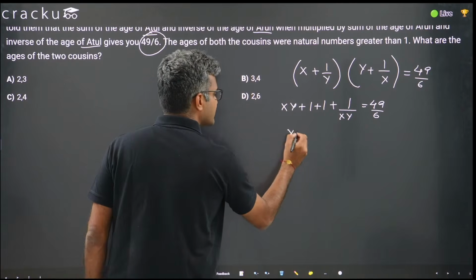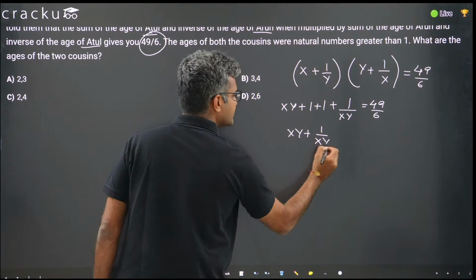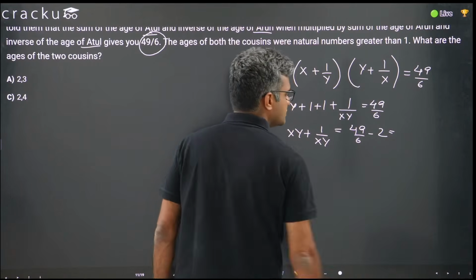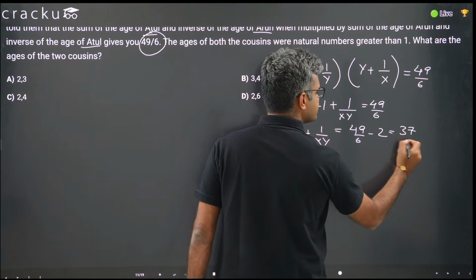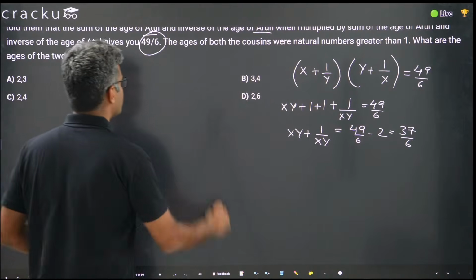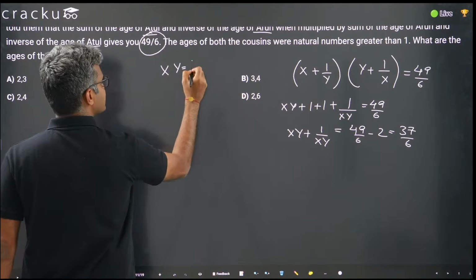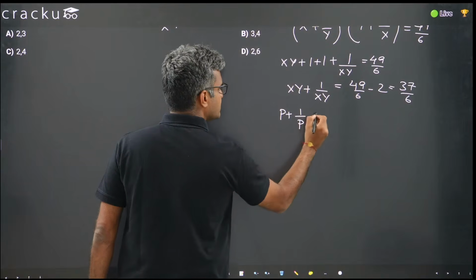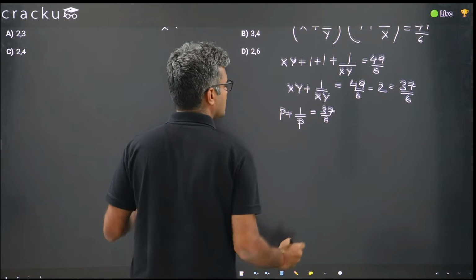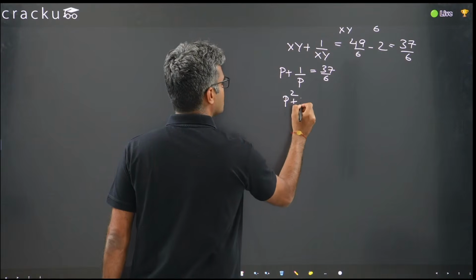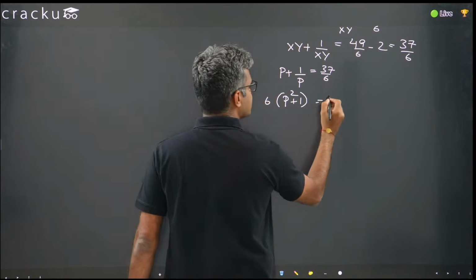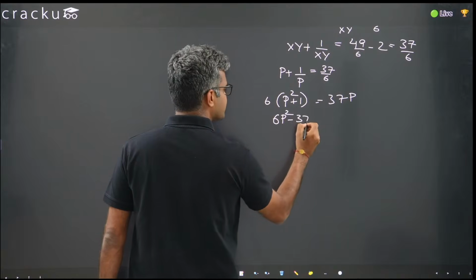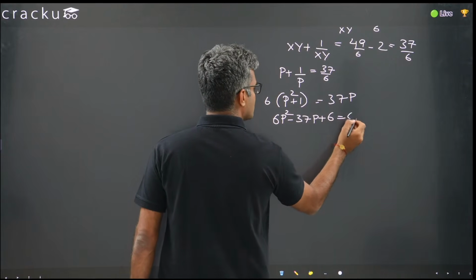Or you are essentially going to get xy plus 1 by xy is equal to 49 by 6 minus 2, which is equal to 37 by 6. Let us assume that the product xy, that is x into y, is a new variable p. So what we are essentially getting is that p plus 1 by p is equal to 37 by 6, or p square plus 1 into 6 is equal to 37p. So 6p square minus 37p plus 6 is equal to 0.